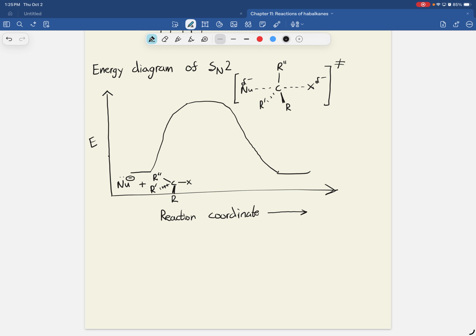All right, and then on the far end right here, what do we draw there of the diagram? Yeah, the X group leaving, right? So now we have X minus. And then our nucleophile is going to be attached to the carbon group now. R prime, like that.